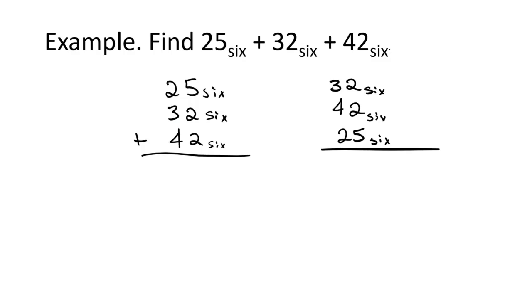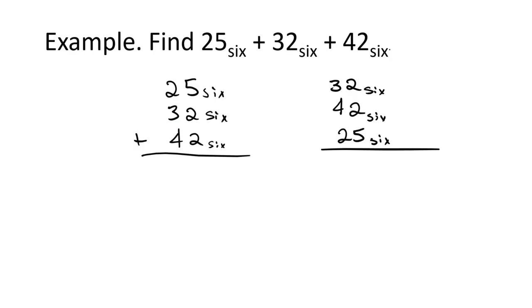Let's do one more example. You could add as many numerals or as many numbers as you want. So this is 25 in base 6 plus 32 in base 6 plus 42 in base 6. We could say it's a sum of 3 numbers, 3 numerals.